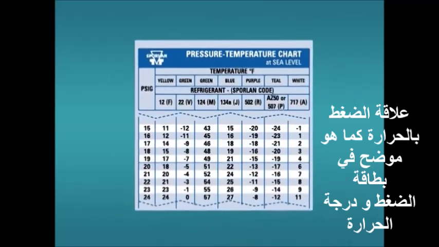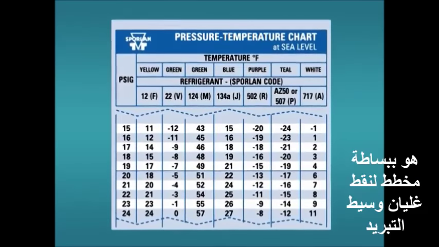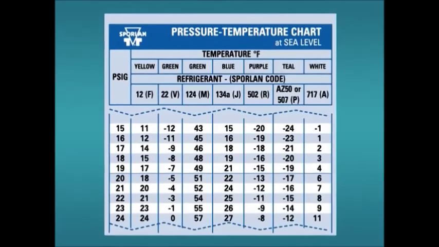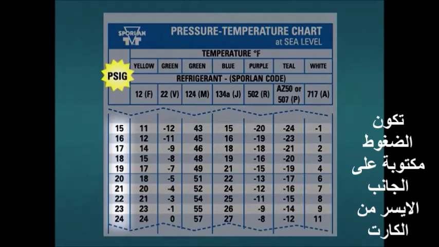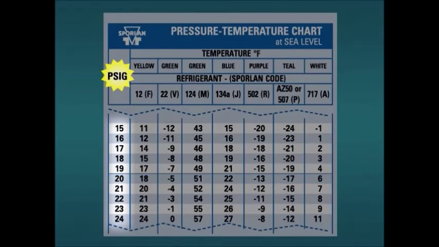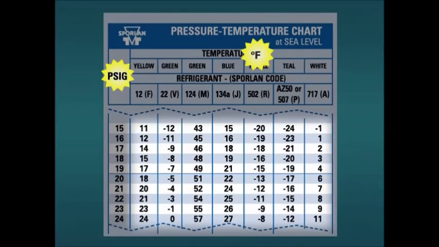The pressure-temperature relationship, as shown in the PT card, is simply a chart listing the boiling temperatures of the refrigerant. By convention, a PT card has pressures listed on the left side of the chart and the corresponding boiling temperatures for each of the listed refrigerants on the right.